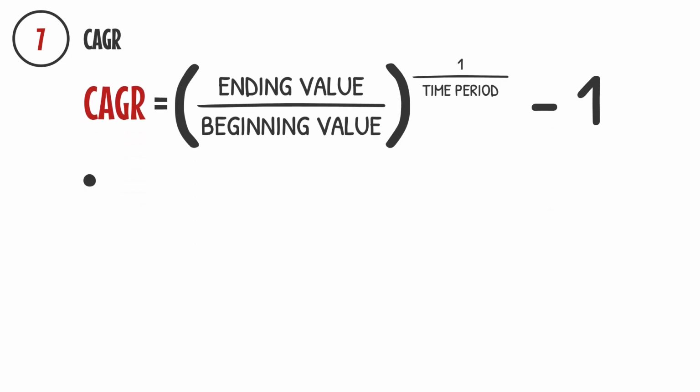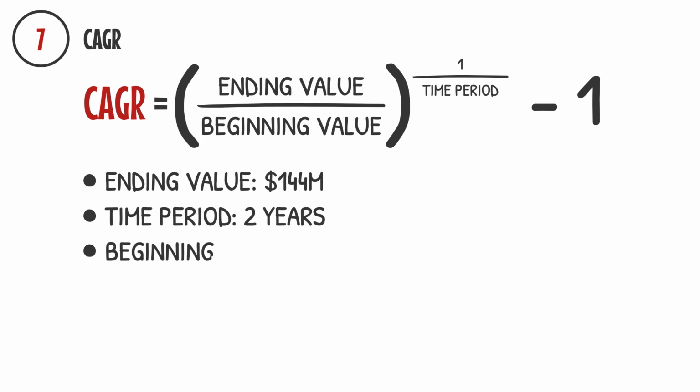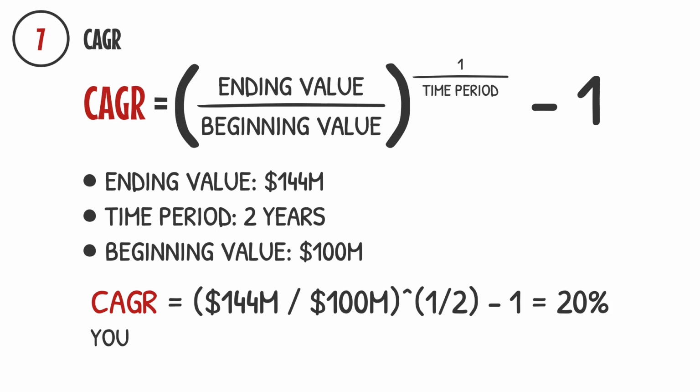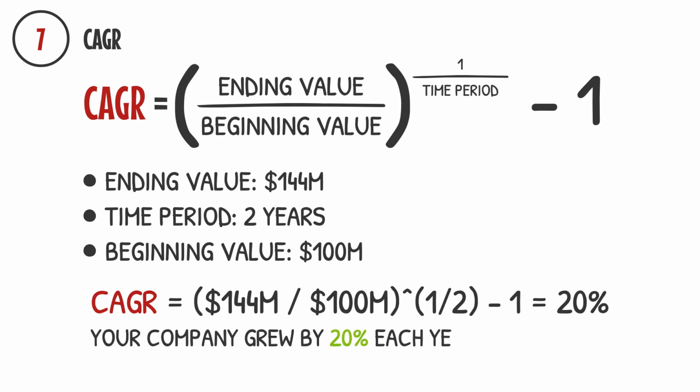Example, your company generates $144 million in annual revenue. 2 years ago, your company only generated $100 million. Over this time period, your CAGR was $144 million divided by $100 million, raised to the power of 1 over 2, minus 1, which equals 20%. In other words, your company grew by 20% each year for 2 years.